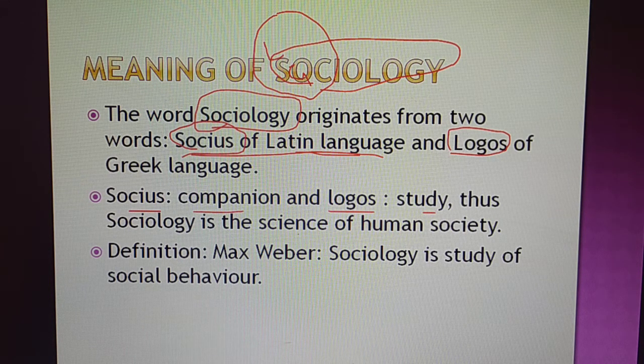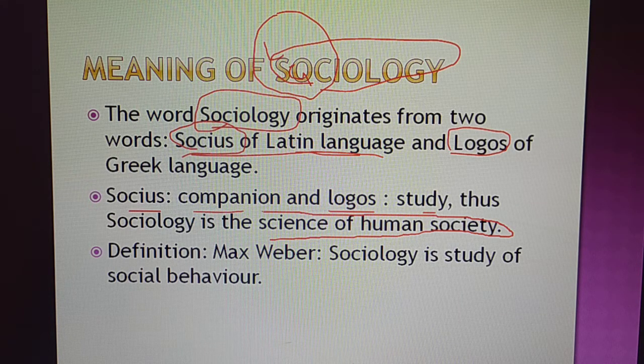Thus we can say sociology is the science of human society. Science of human society means that sociology is a science which studies human society. Whatever social activities man is doing, those are studied in a subject called sociology.